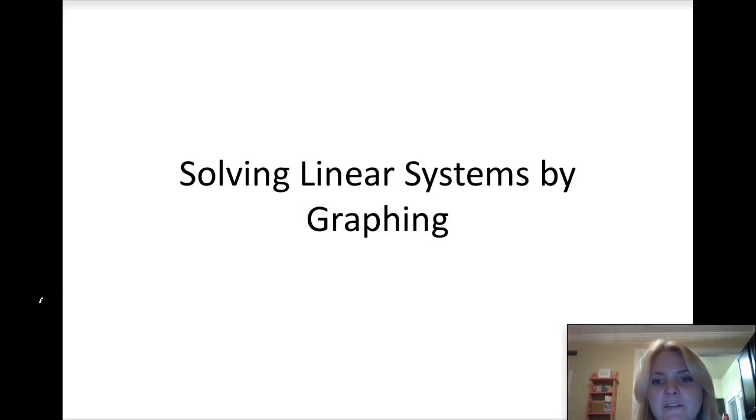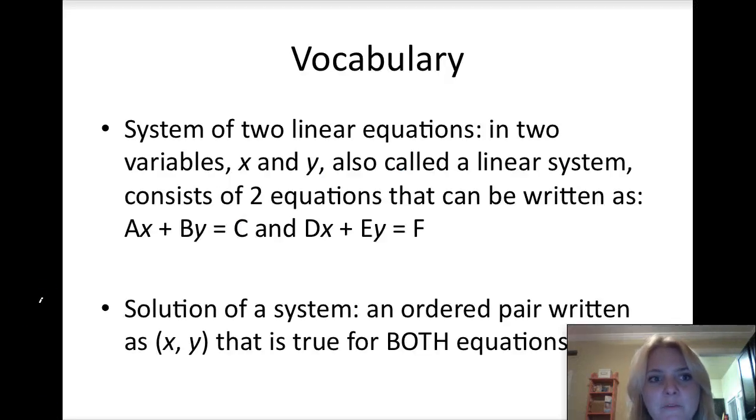All right, we're taking a look at solving linear systems by graphing. We're first going to jump into our vocab. We have a system of two linear equations, and that's when we have two equations in two variables, x and y, and we'll also call this a linear system.